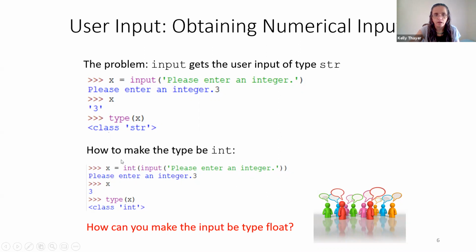Here we have composition. Now we have the output of input being sent to the int function, which is what is assigned to x. So we say, please enter an integer, and they type 3. Python, what is the type of x? Class int. All right, great. And suppose you wanted to make it be a float. What do you suppose you would do?